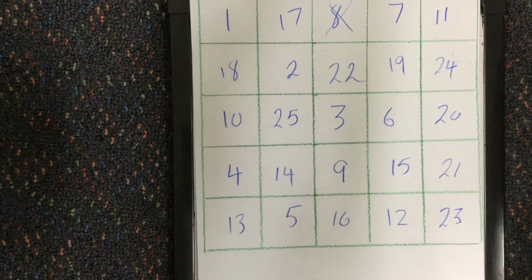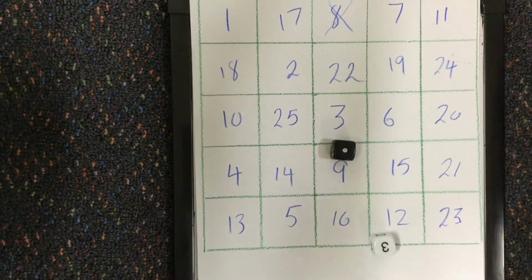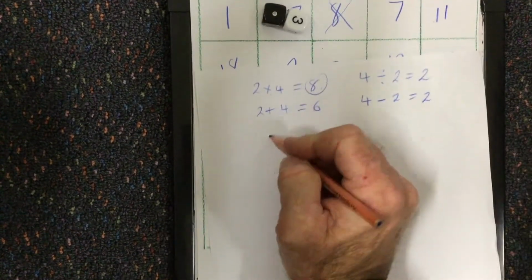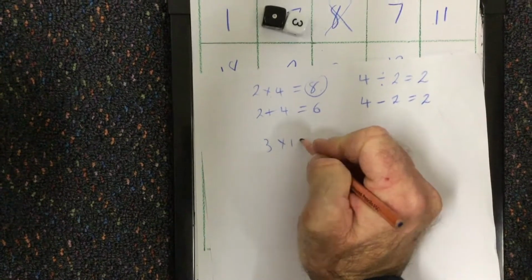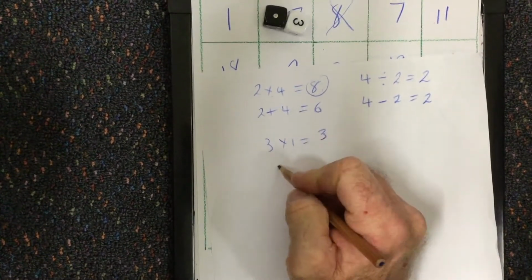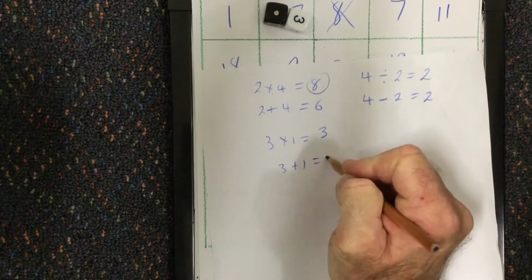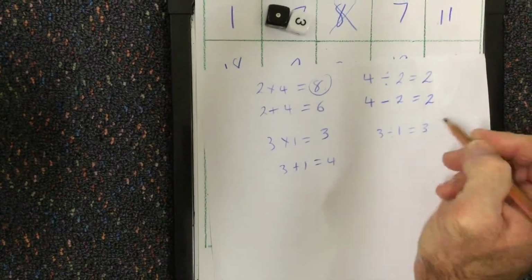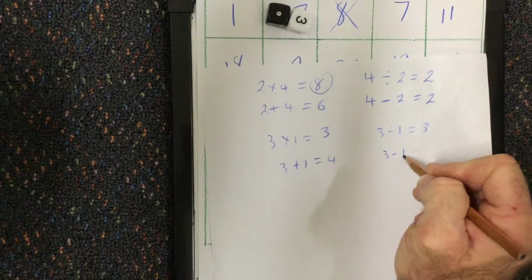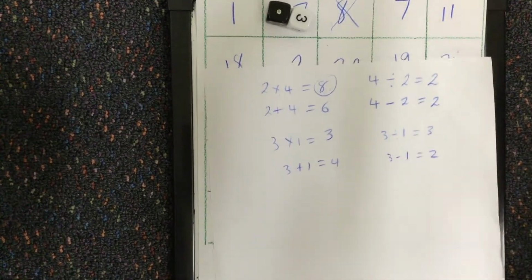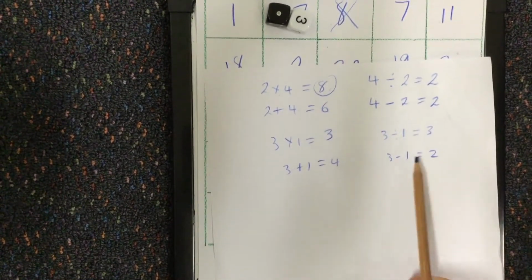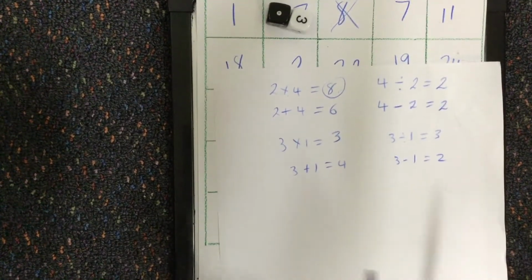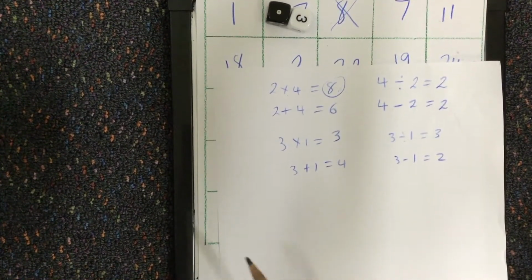Okay, my partner then has their turn on their sheet. 3, 1. Let's see what they could do. 3 times 1 equals 3. 3 plus 1 equals 4. 3 divided by 1 equals 3. 3 take away 1 equals 2. And they could choose. You can see that all operations, we could use all 4 operations there. It won't always be the case.